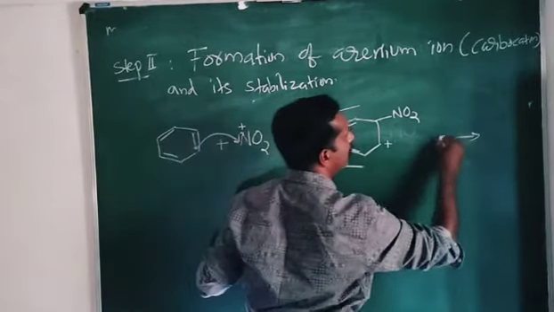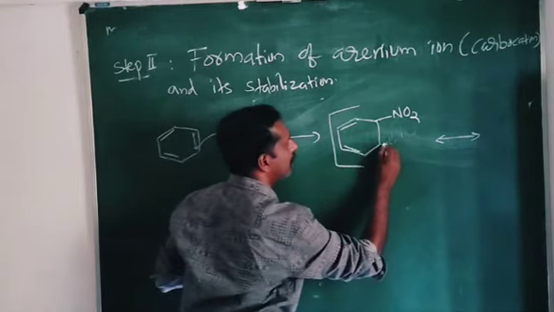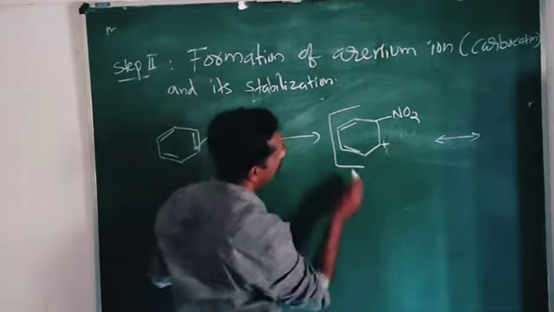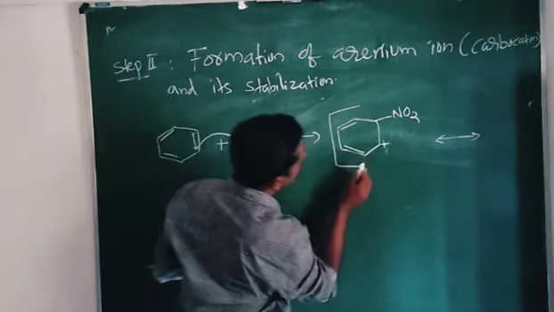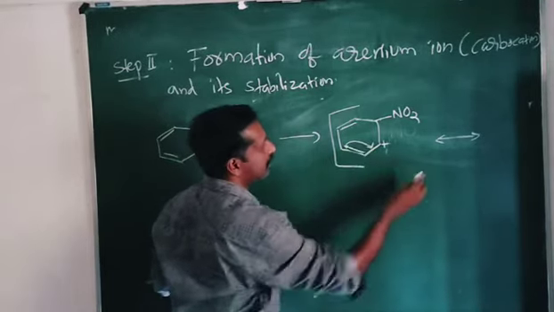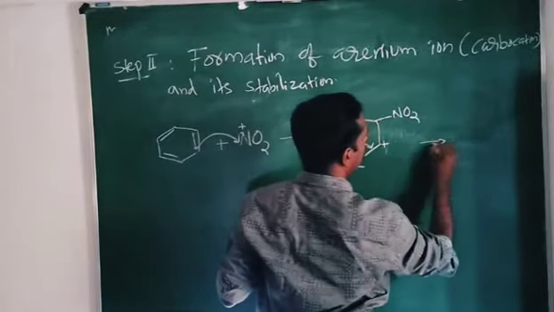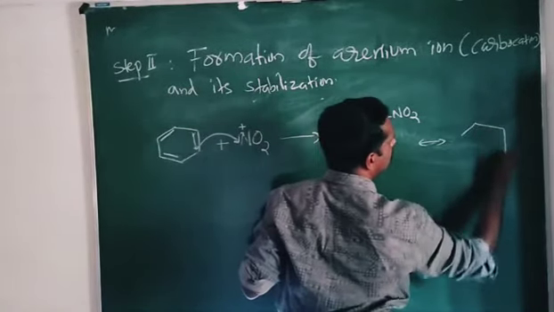How can it be stabilized by resonance? Since there is a positive charge here, what will happen? This bond breaks from this carbon and it will be shifted to here. This is the resonance stabilization. So therefore you get the next resonance structure like this.